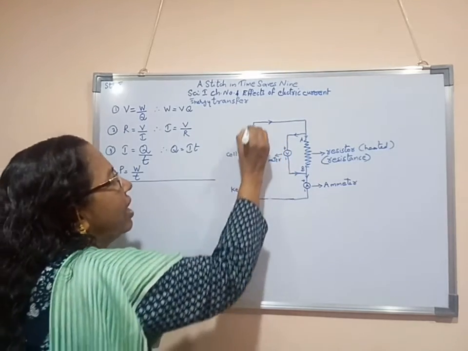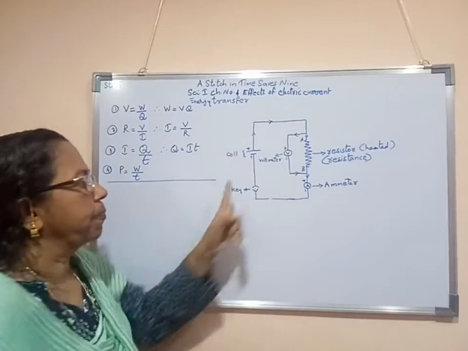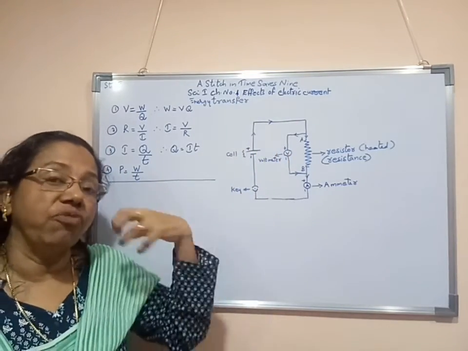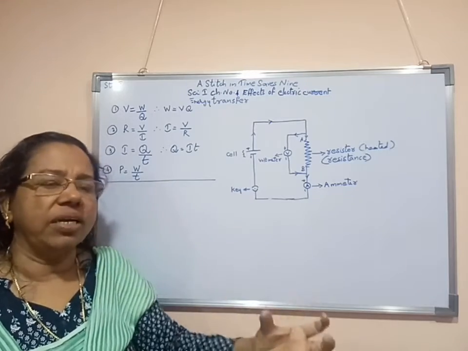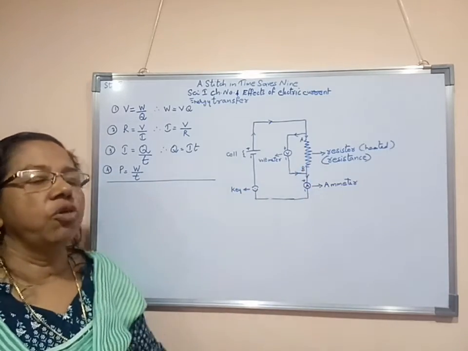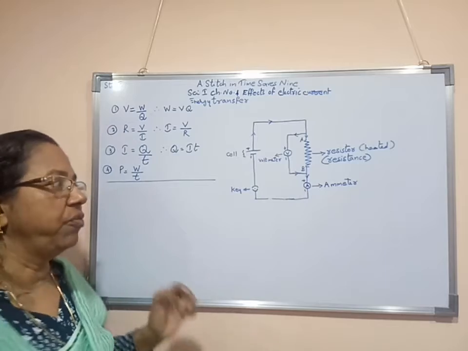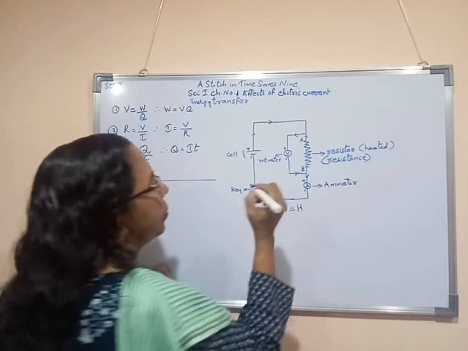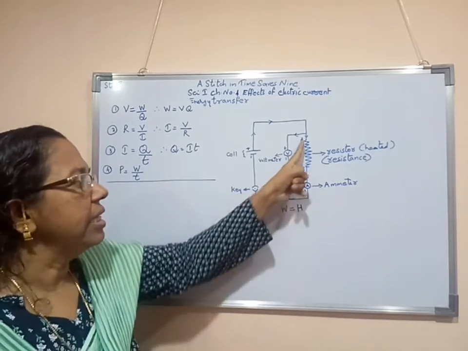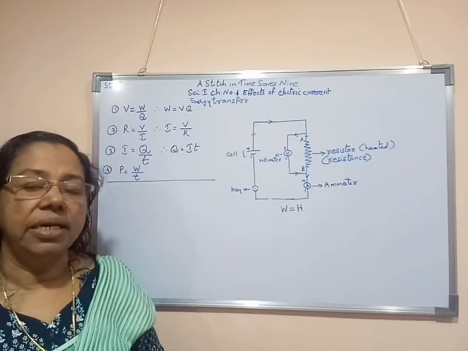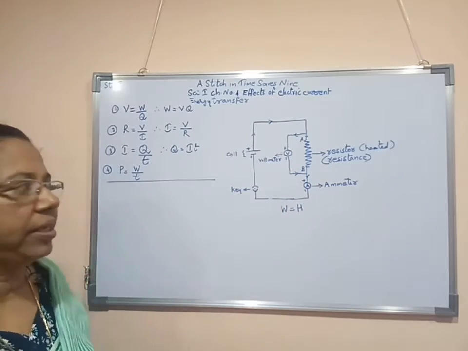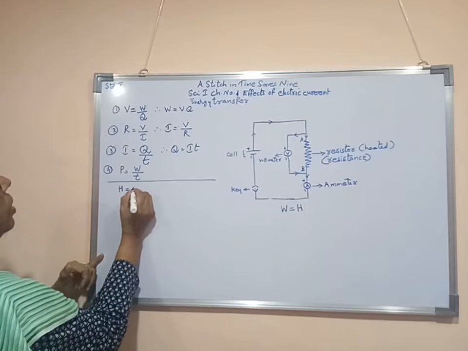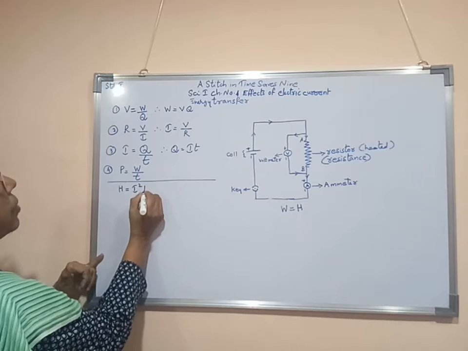So here, the work done to transfer electrical energy to heat energy, the same work done will be equal to how much heat energy is produced. So we can say that W, that means the work done, will be equal to the heat energy produced in this resistor. Now that thing we have to prove. For that we have one formula: heat energy is equal to I square RT.